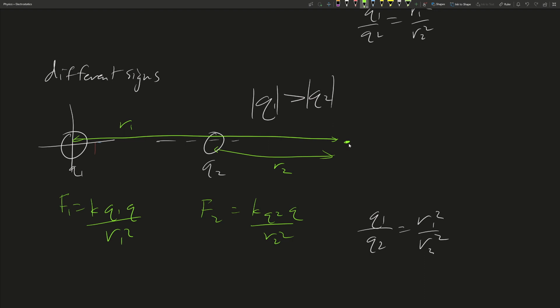So this test charge here will be in stable equilibrium whenever it is in opposite signs with Q1, and will be in unstable equilibrium whenever it has the same sign as Q1, considering that Q1 and Q2 have different signs.